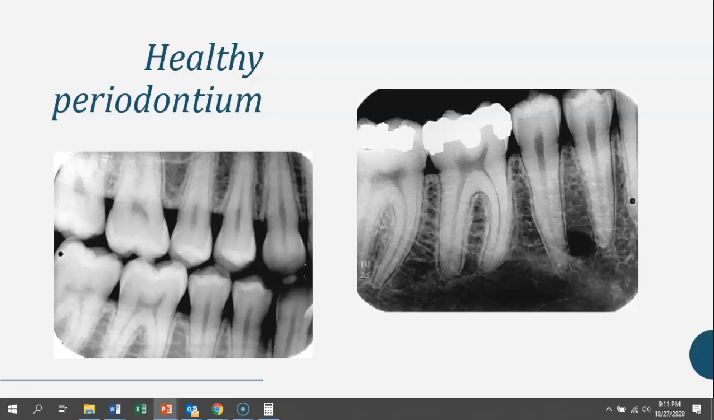But you can see there's a good lamina dura there. There's a very tight periodontal ligament space, so this just might be their normal, because everybody is a little bit different. This here looks obviously much shorter, closer. The bone is a lot closer to the CEJ over here than here, but it might just be the difference in the individual.